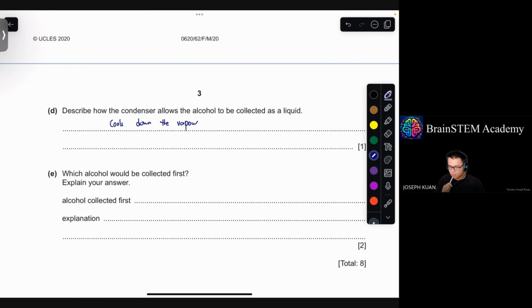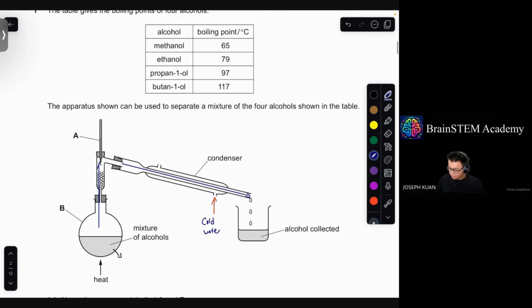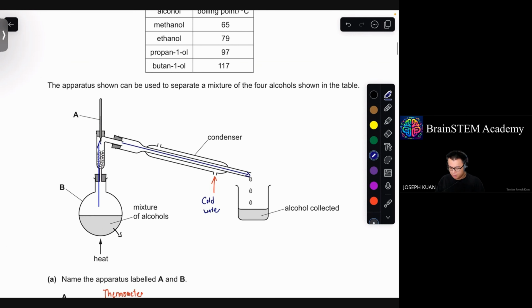Right. E. Which alcohol will be collected first? Explain your answer. Now, the principles of distillation tell you that the separation is based on the boiling points of the substances. Now, you are doing heating in this experiment. The temperature of this mixture gradually rises from a lower temperature, then it reaches 65, it reaches 79, it reaches 97, and then it reaches 107 °C.